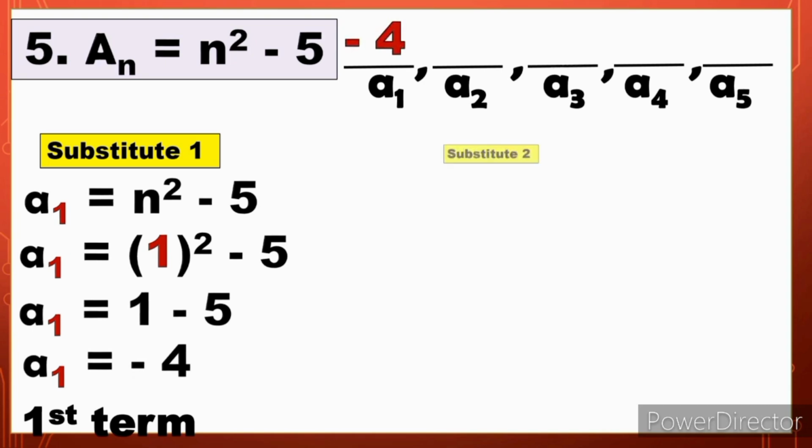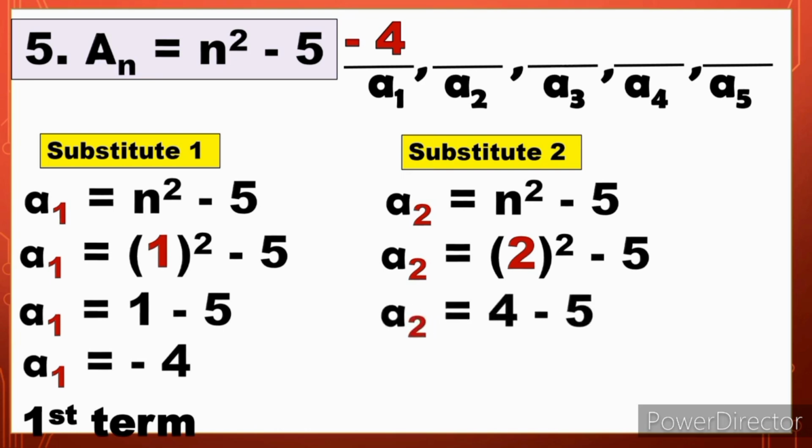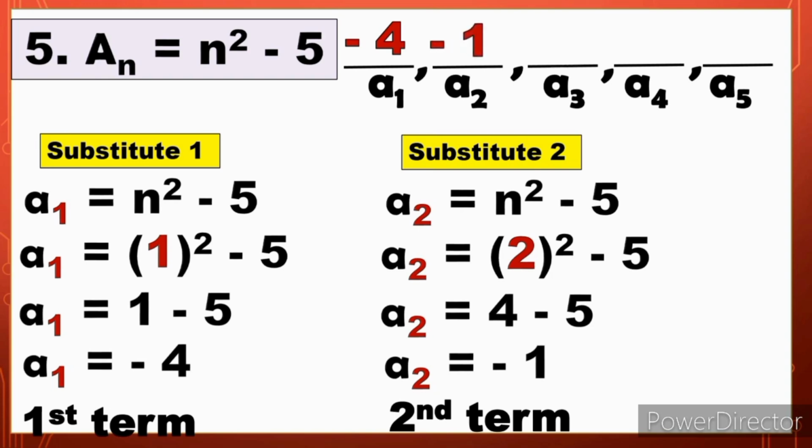Okay. To find the second term or a sub 2, isa-substitute natin yung 2 doon sa n. So, it becomes a sub 2 equals n squared minus 5. Okay. Palitan natin yung n ng 2. So, it becomes a sub 2 equals 2 squared minus 5. So, simplify. 2 squared means 2 times 2. We have 4. So, 4 minus 5 equals negative 1. Therefore, ang a sub 2 natin equals negative 1. And negative 1 is the second term.